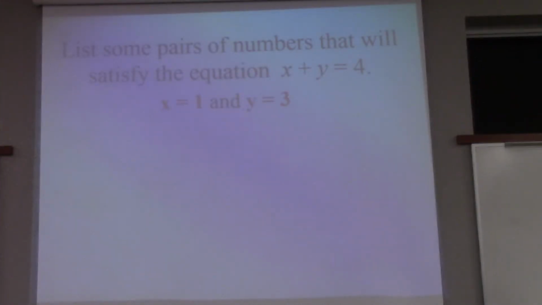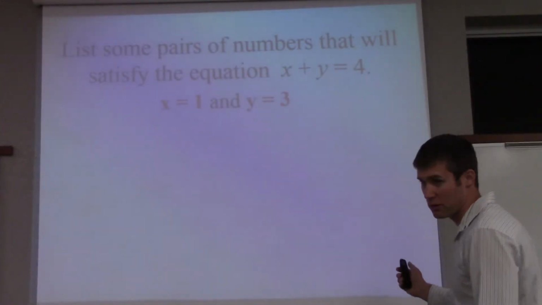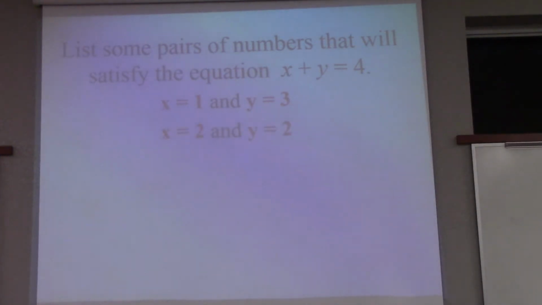What would work? Well, you could plug in 3 and 1. 1 plus 3 is 4. We could go 2 plus 2. That would work. We could go 4 and 0. That would work. 4 plus 0 equals 4. Absolutely. Well, think about negative numbers. Negative 1 plus what value for y would equal 4? Well, that would be 5.